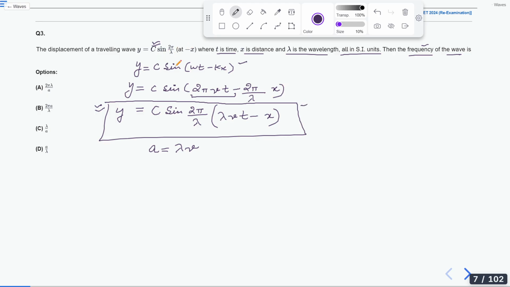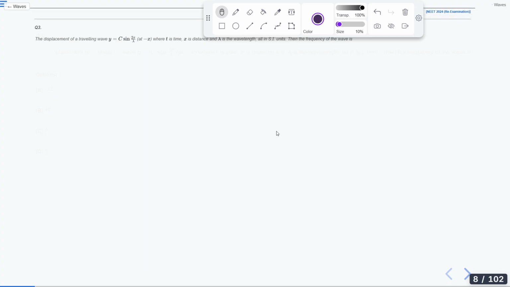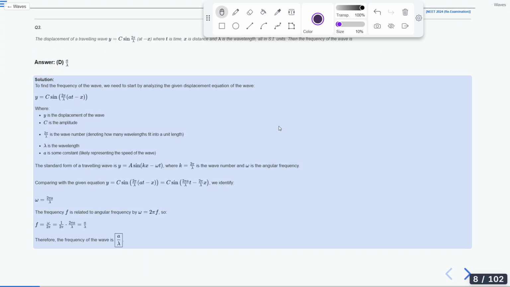So you have to just compare the values. So a is equal to lambda nu. So from here, nu is equal to a by lambda. Clear? Any doubt in this question? You can ask. Okay. So D is the correct option.